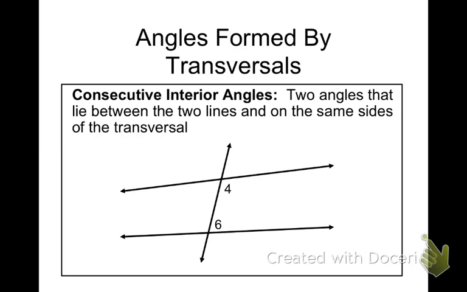Okay, so 4 and 6 up there would be an example of consecutive interior angles. Okay, over here, these would be your other set of consecutive interior angles.